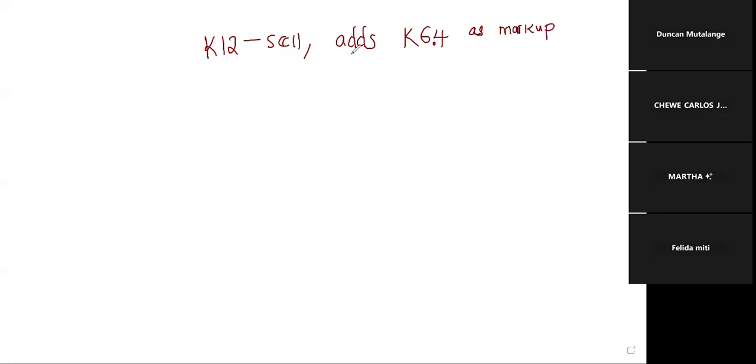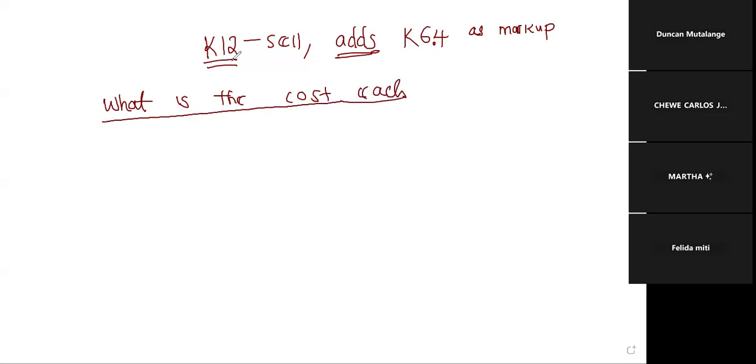So a store sells belts at 12 kwacha. Then they say they add 6.4 kwacha as markup. Then they ask you the question, what is the cost of each belt? Meaning they're telling you to find at how much they bought this belt. If you are only given this, you go to a shop, the selling price is 12 kwacha, and they are adding 6.4 as markup. Then they ask you, what is the cost of each belt?